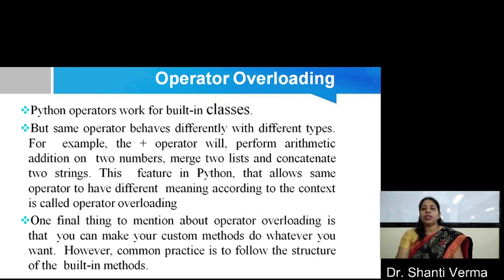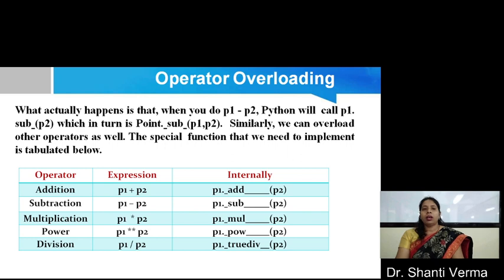One final thing to mention about operator overloading is that you can make your custom methods that do whatever you want. However, in common practice, it is better to follow the structure of the built-in methods. Now, what actually happens is that when you do P1 minus P2, Python will call the P1 dot sub function with P2, which in turn is Point dot sub P1 comma P2. Similarly, we can overload other operators as well.